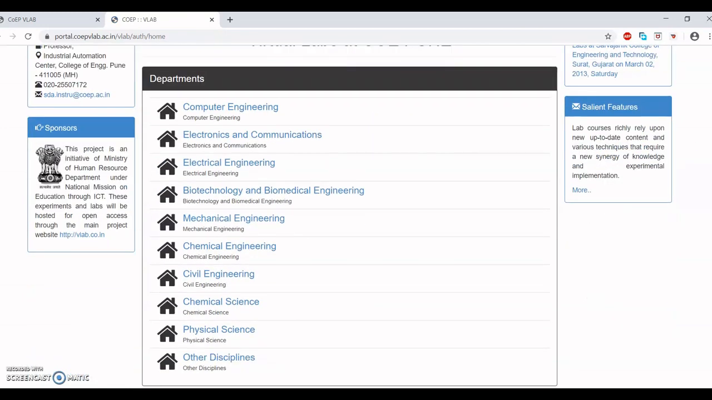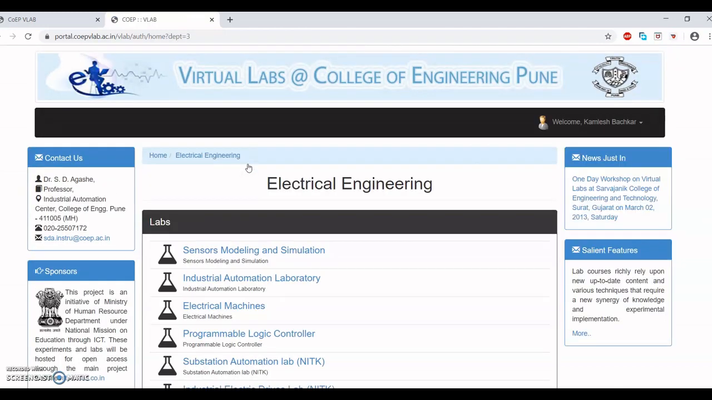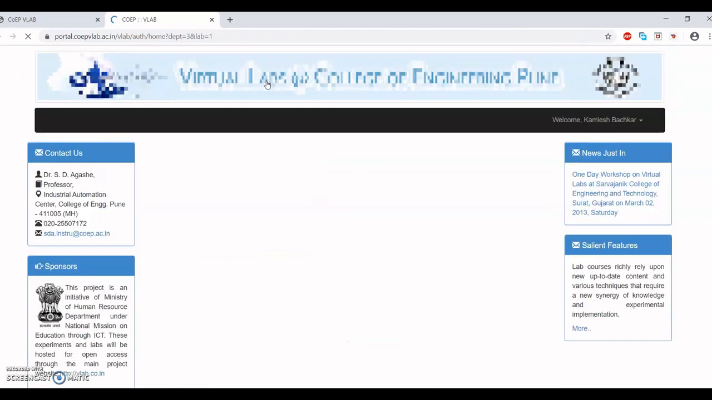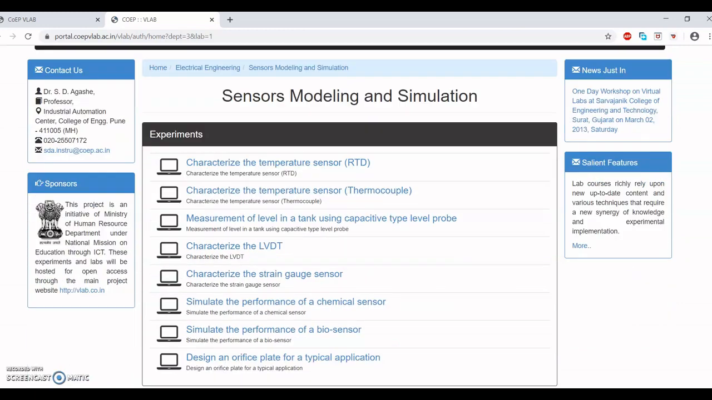Now, specifically for mechanical students, if you want to search for your domain subject, let's say mechatronics or fluid mechanics, you might not get that in mechanical engineering. For that you have to go into electrical engineering. If you go in here, you can see there are different labs. For example, sensor modeling and simulation. This lab gives you experiments like RTD and thermocouple, all of which you can perform.